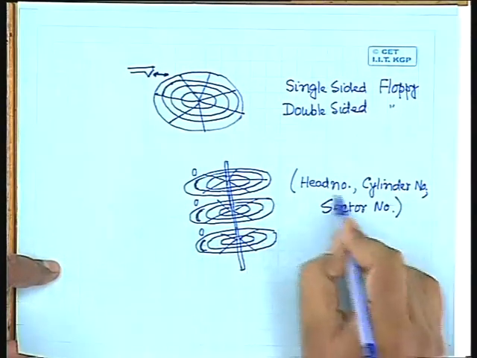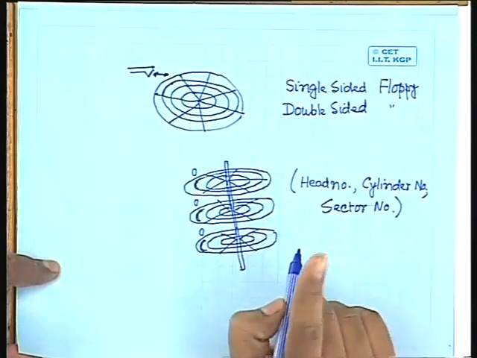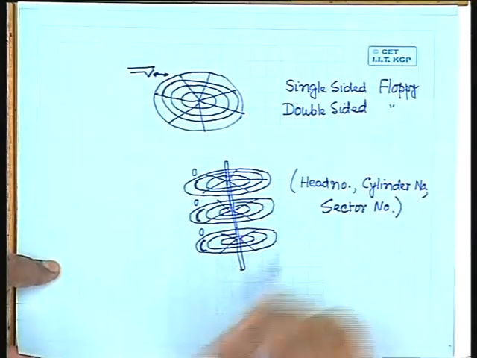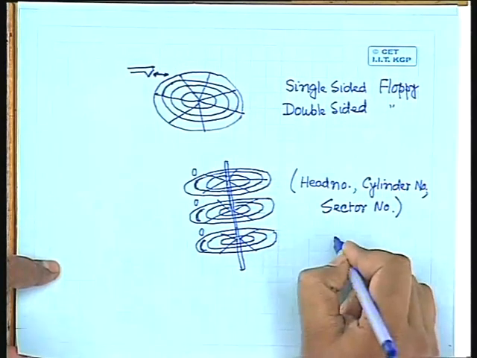Okay. Now see how this three component address uniquely identifies a particular sector or block. First I have to specify the head number. Maybe I specify head number to be 3.